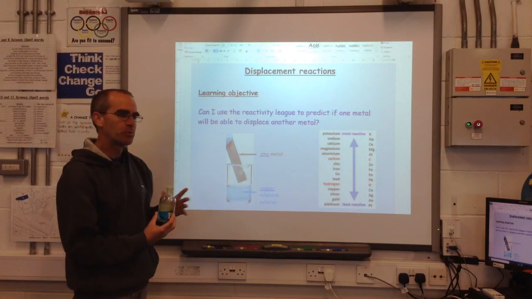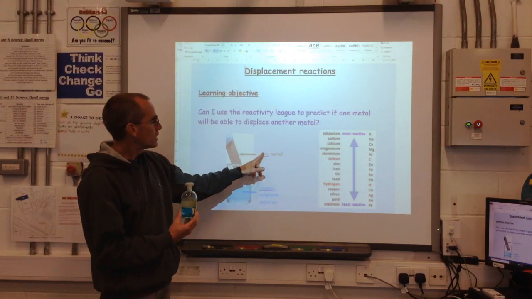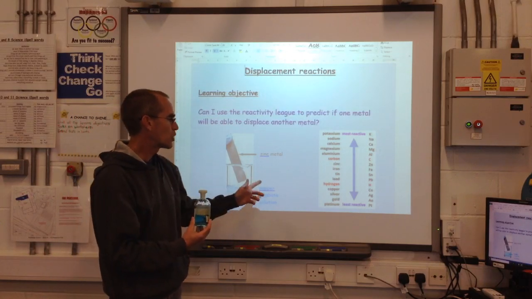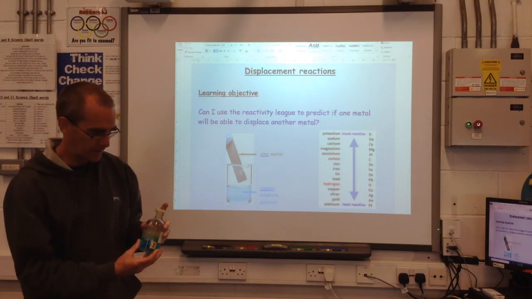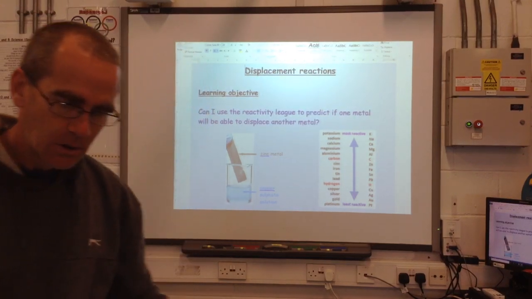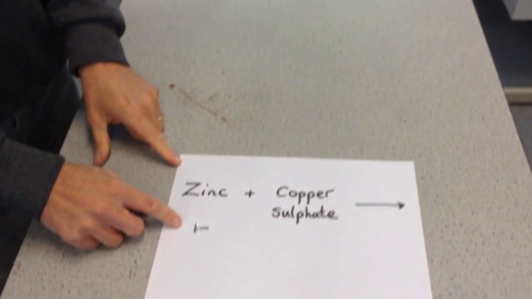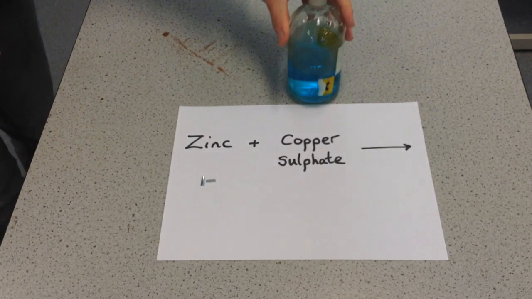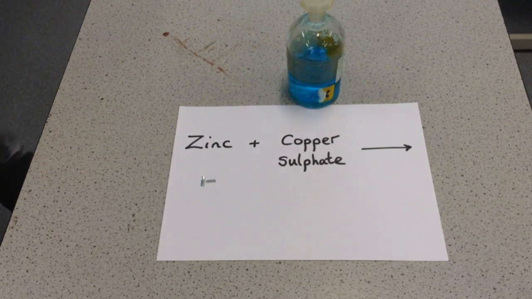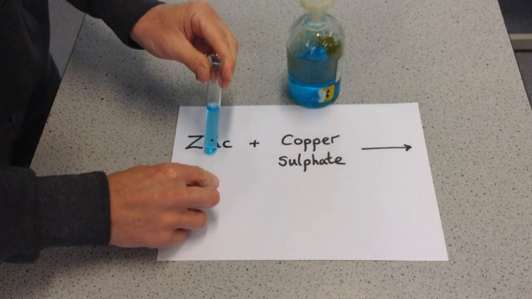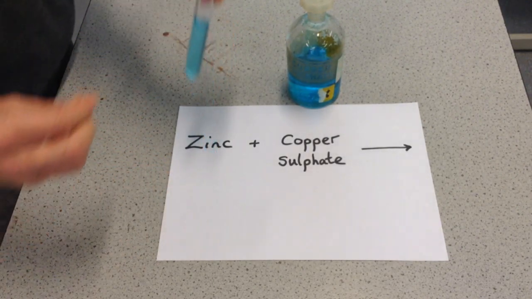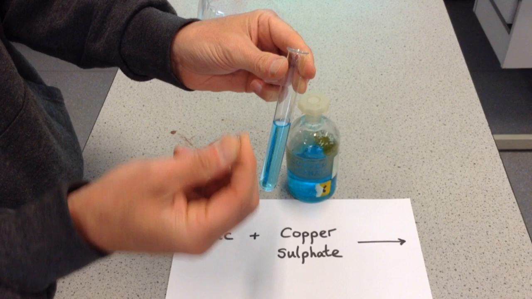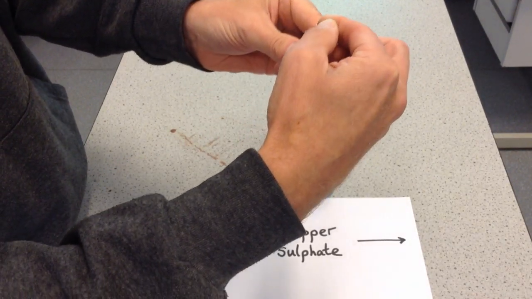So when I put zinc into copper sulfate solution, is the zinc going to be able to displace, take the place of the copper? And if it is, why would you think that? Zinc metal itself is a lovely shiny silvery colour. We know that copper sulfate is this nice blue colour, and I've prepared a test tube earlier. So let's put the zinc into the copper sulfate. I'd like you to predict, do you think this zinc is going to be able to displace, or take the place of, the copper? So we put them in.